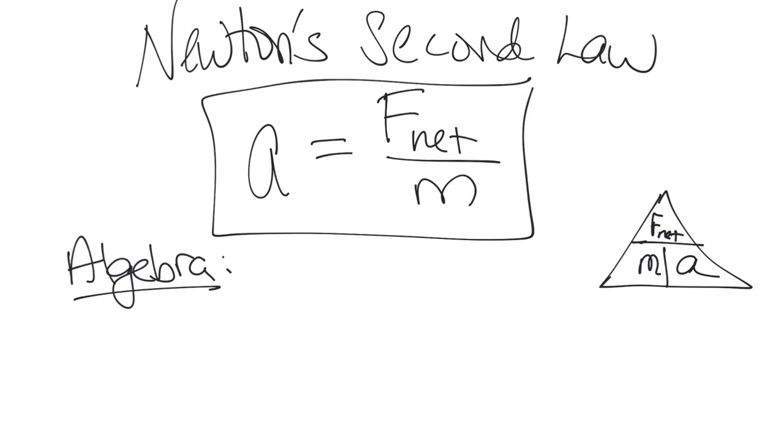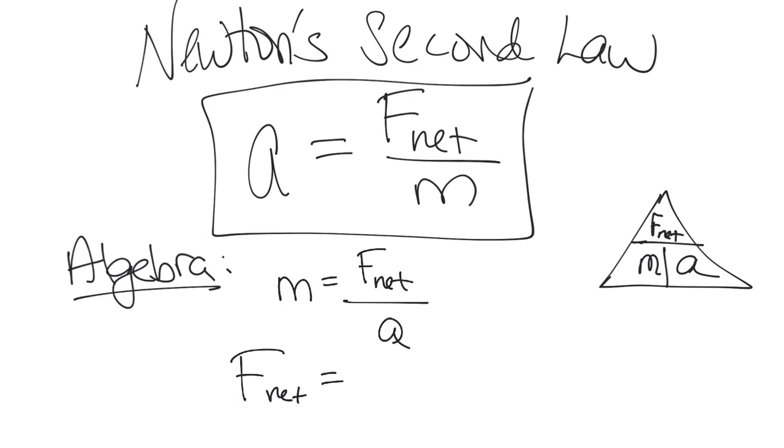so what are the other two forms of this that we might want? A equals F net over M. What we got? Okay, mass is F net divided by acceleration. And what's F net? Mass times acceleration.